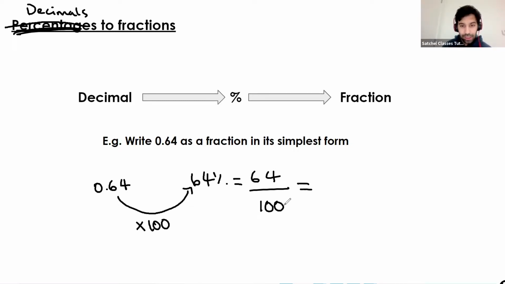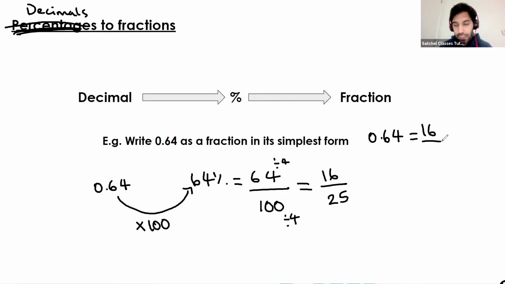Now I can simplify this. 64 over 100, we can divide both of them by 4. So what I'll end up with is 16 over 25. So 64 over 100 can be simplified to 16 over 25 because I can divide both numbers by 4. Or in other words, 4 goes into 64 and 4 goes into 100. So over here, we can say 0.64 is equal to 16 over 25. And that will be our final answer.